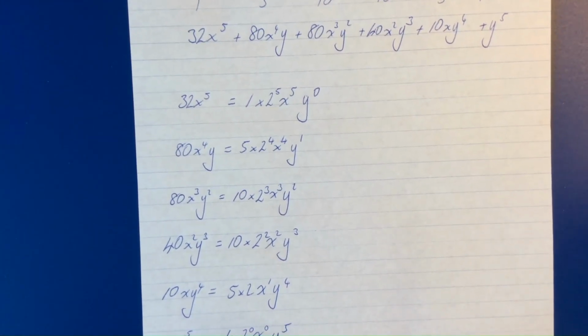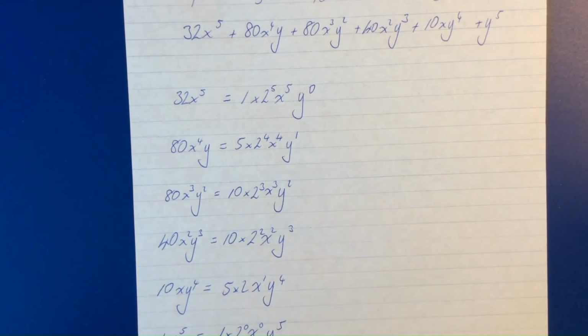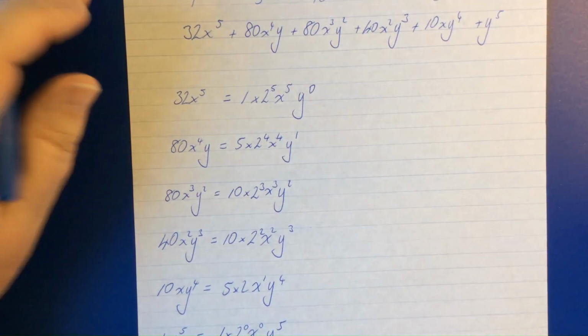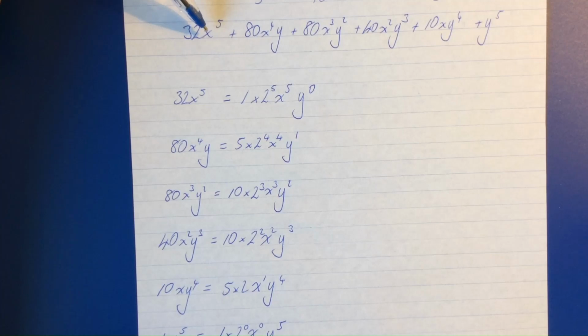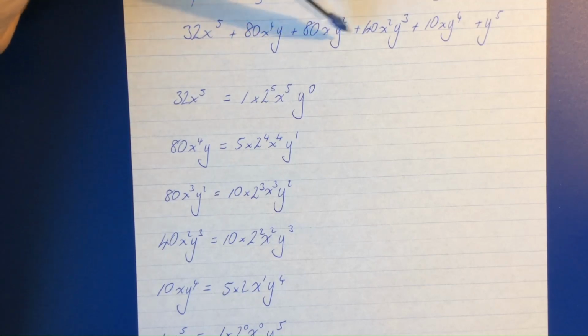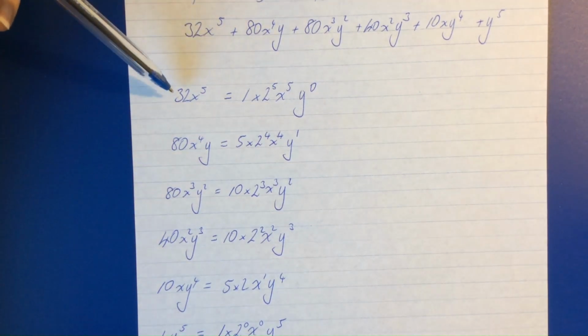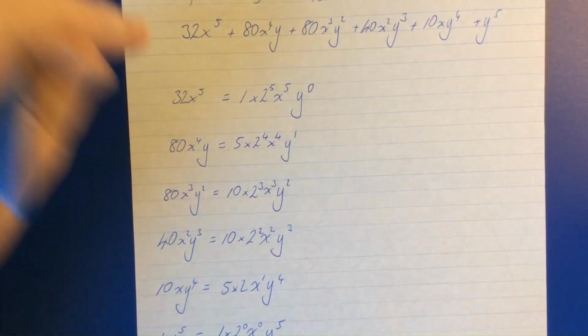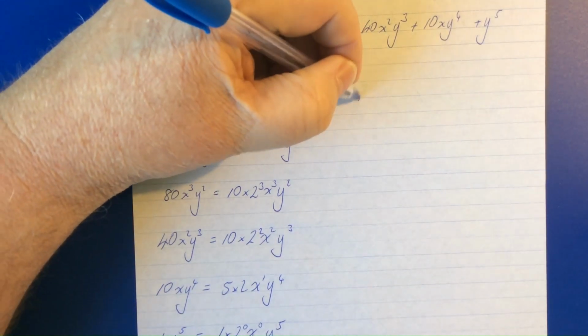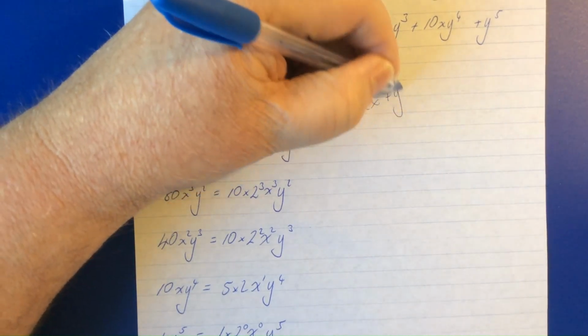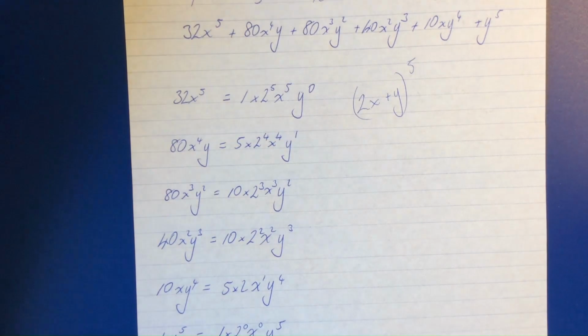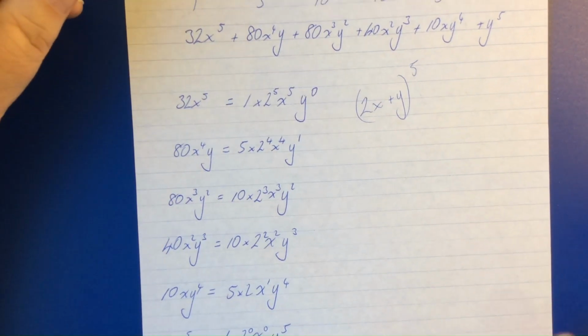And here we are. Same equation, expanded: 32x to the 5th, 80x to the 4th y, and so forth and so on. So let's have a look at how we get each of these expressions. I should write in, and I will do this here, (2x + y) to the 5th, just as a reminder to us of what we're dealing with.